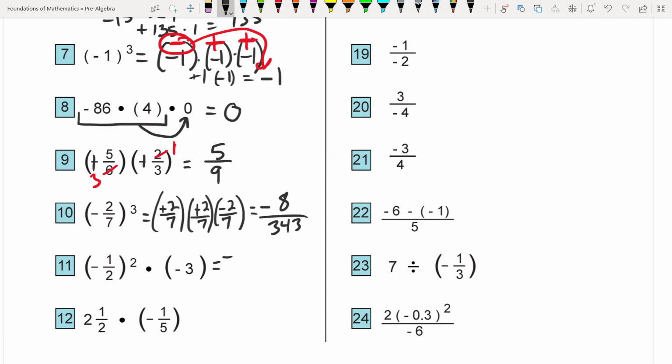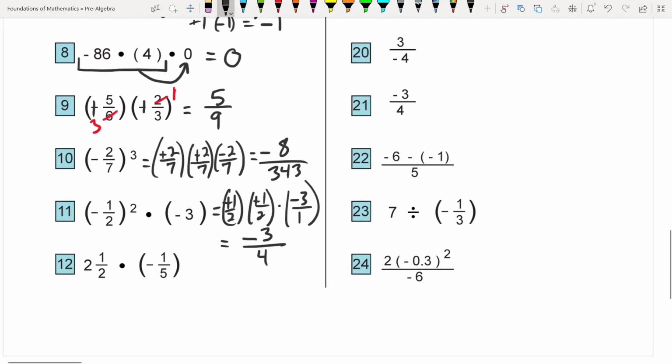Okay, the next one, negative 1/2 times negative 1/2 times negative 3 is the same thing as negative 3 over 1. 2 negatives cancel, and we have a single negative now. On top, we have 1 times 1 times 3. On bottom, we have 2 times 2 times 1.